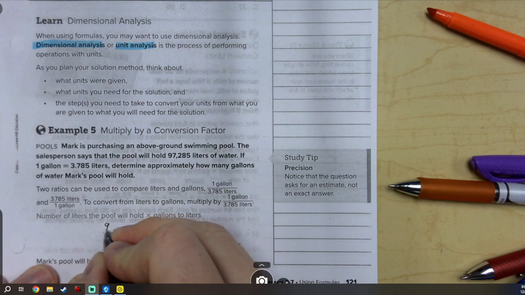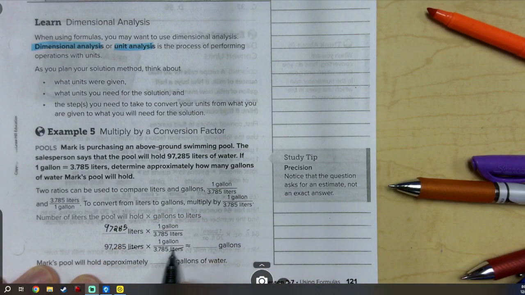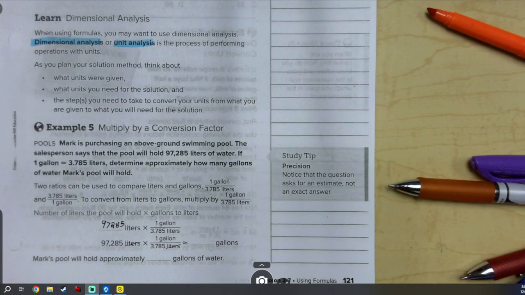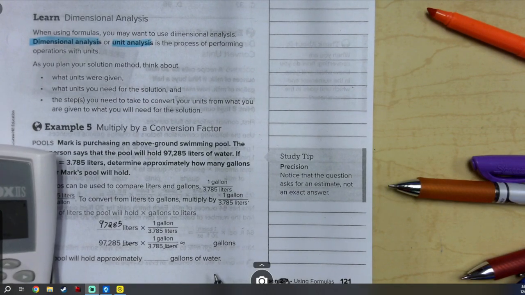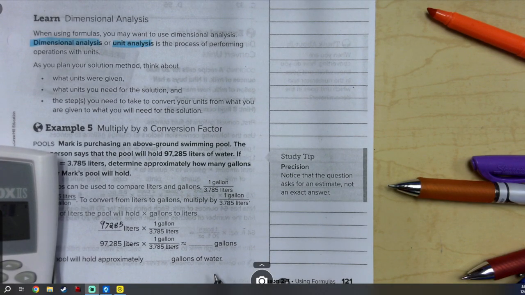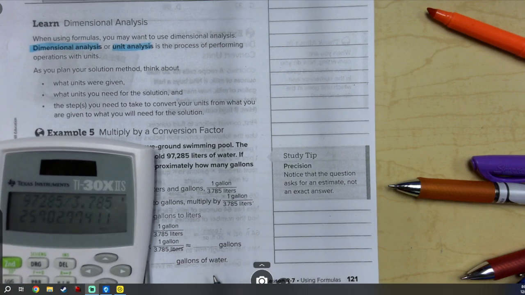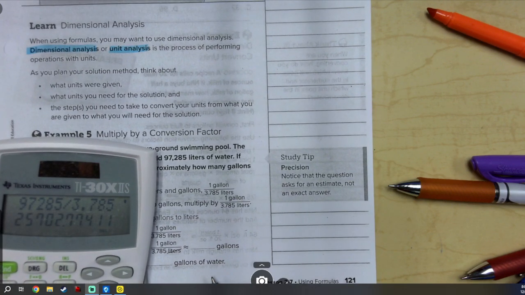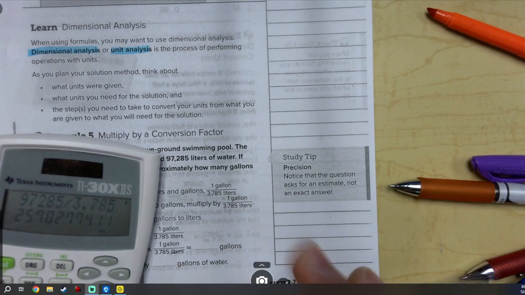So we have 97,285. As they show, the liters cancel out, so we are left with gallons. So on our calculator, 97,285 divided by 3.785. And that gives us 25,702.44.